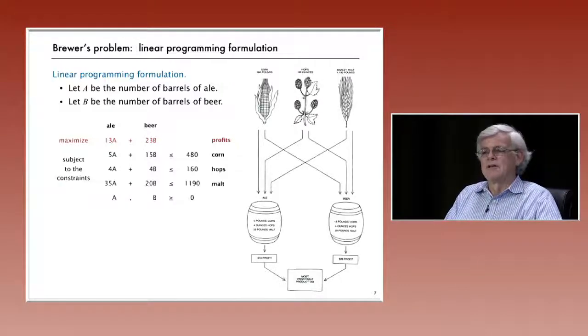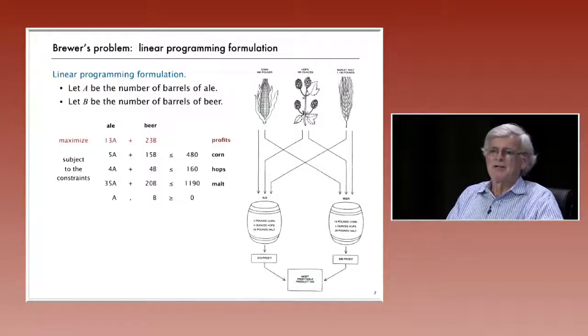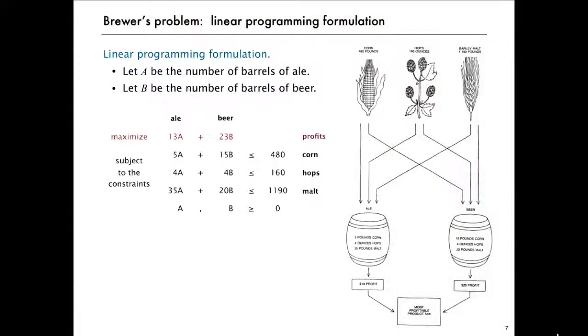So this is a linear programming formulation of the brewer's problem. It's a mathematical formulation of the problem. And all we're doing is expressing these various constraints with math. So A is the number of barrels of ale that I want to make, and B is the number of barrels of beer. My profit is $13 for each barrel of ale and $23 for each barrel of beer. So I want to maximize 13A plus 23B.